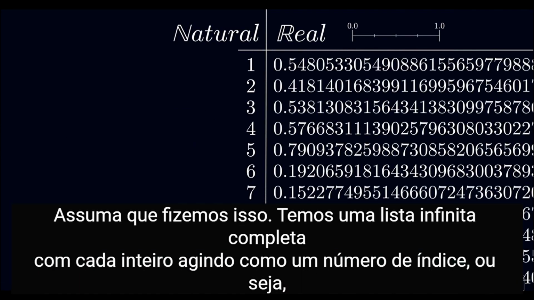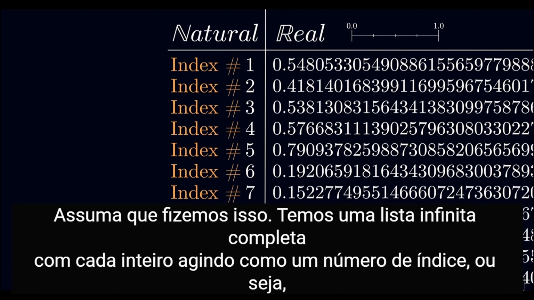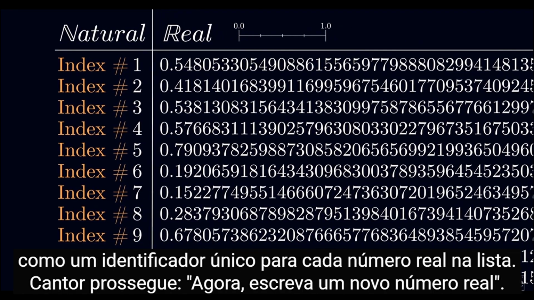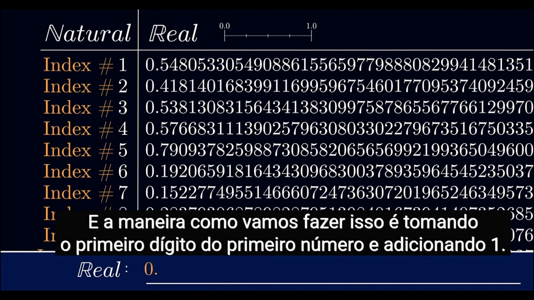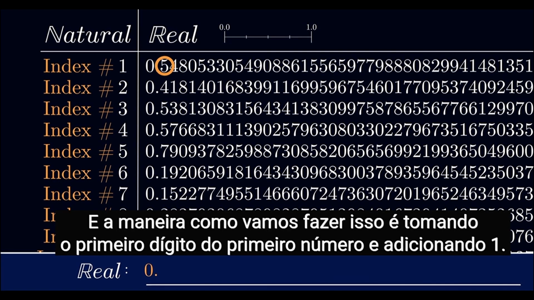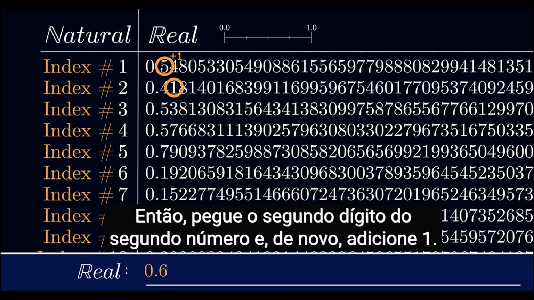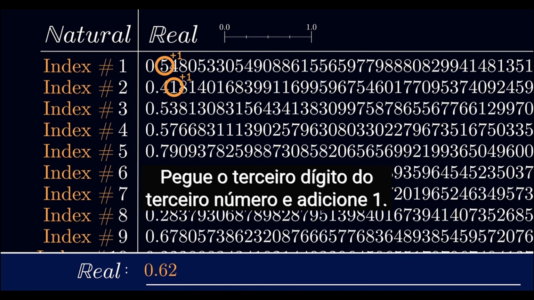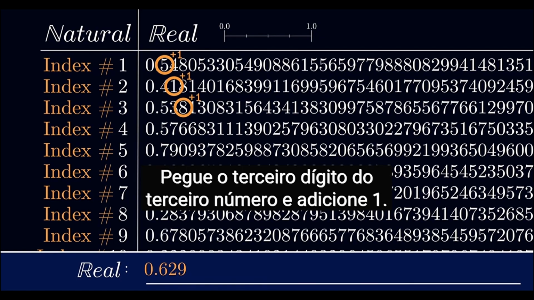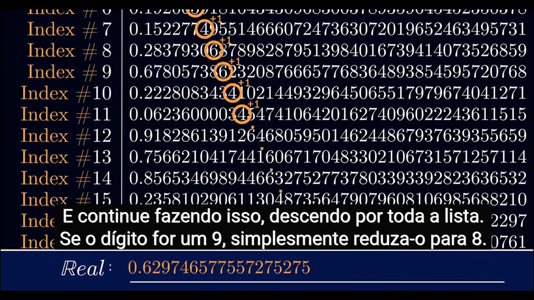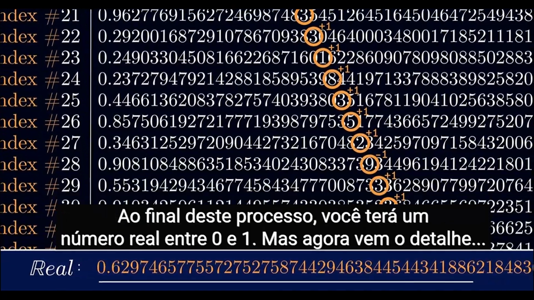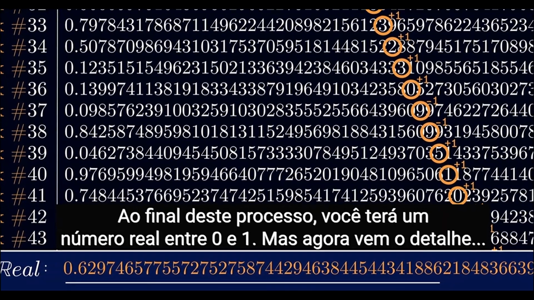So assume we've done that. We have a complete infinite list with each integer acting like an index number, a unique identifier for each real number on the list. Now, Cantor says, start writing down a new real number. And the way we're going to do it is by taking the first digit of the first number and adding 1. And then take the second digit of the second number and again add 1. Take the third digit of the third number, add 1, and keep doing this all the way down the list. If the digit is a 9, just roll it back to an 8. And by the end of this process, you'll have a real number between 0 and 1.